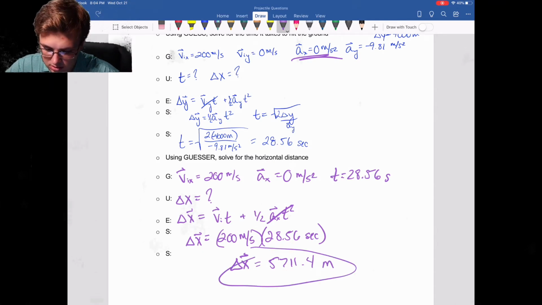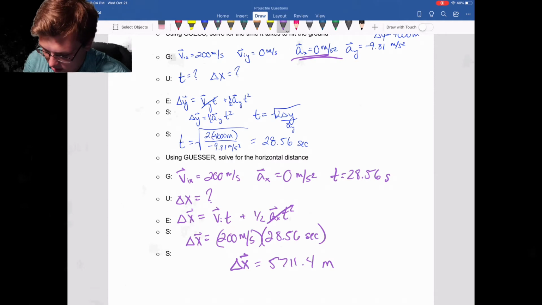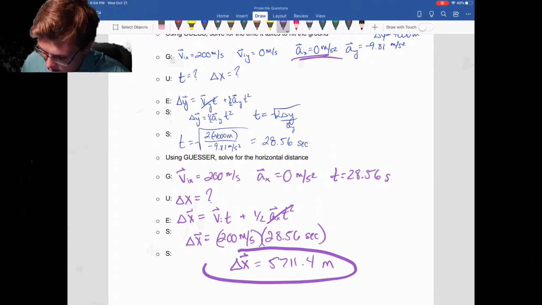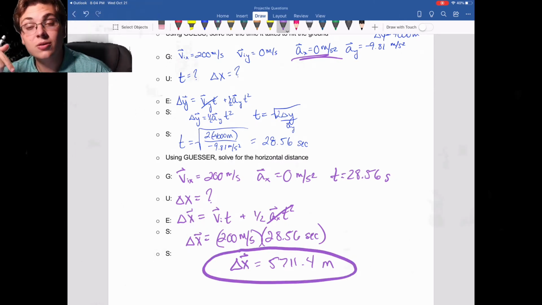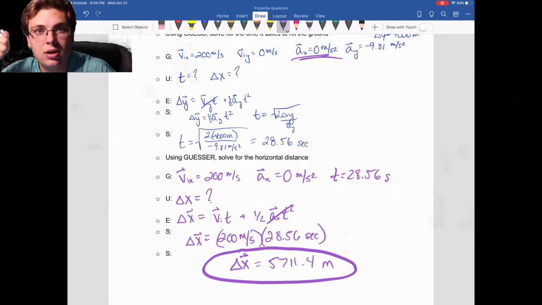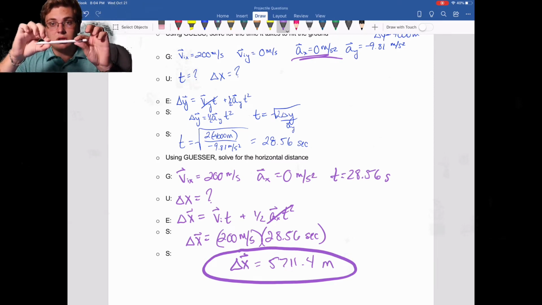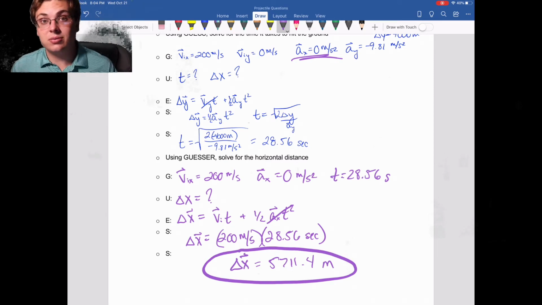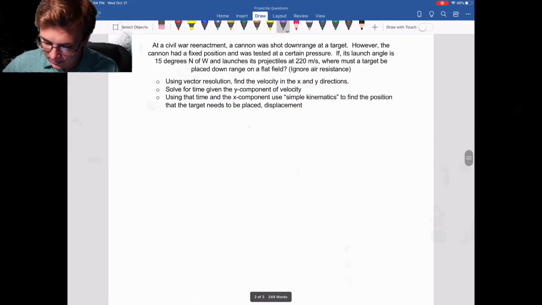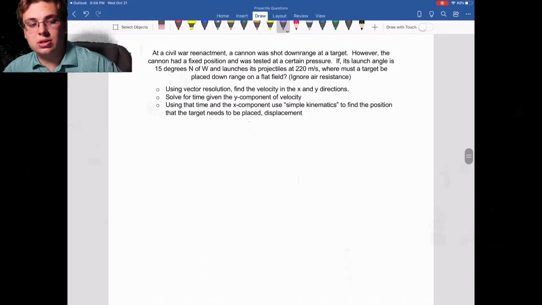And there is our answer right there for our change in x. And that's all it is to it for that first problem. For a horizontal object, this would be the same as a projectile just launched horizontally, the same thing as a projectile falling out of a plane. Then we move on to number 2.